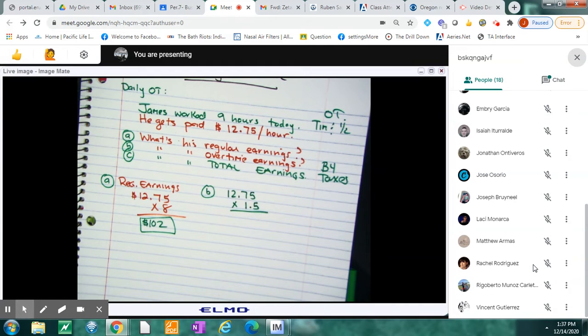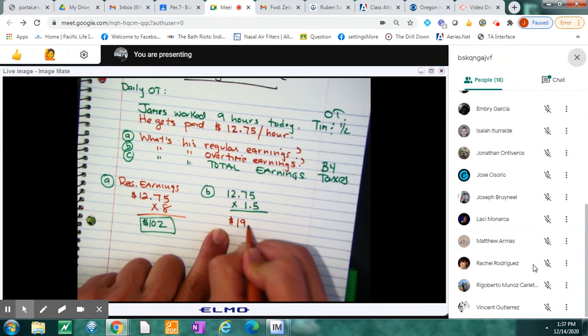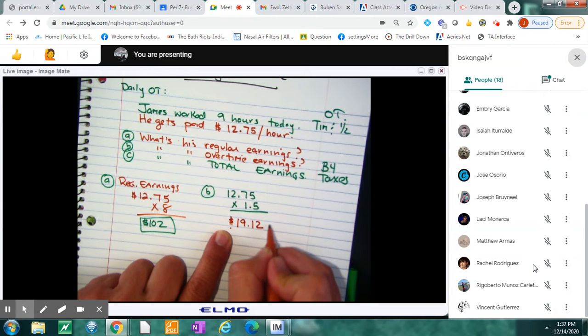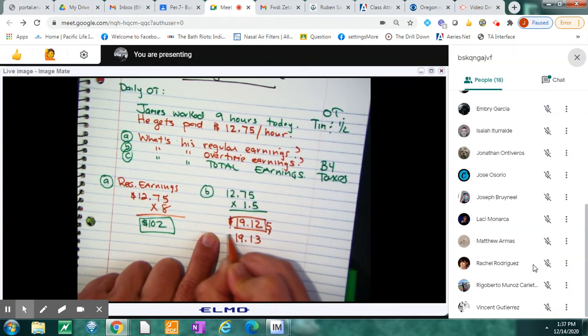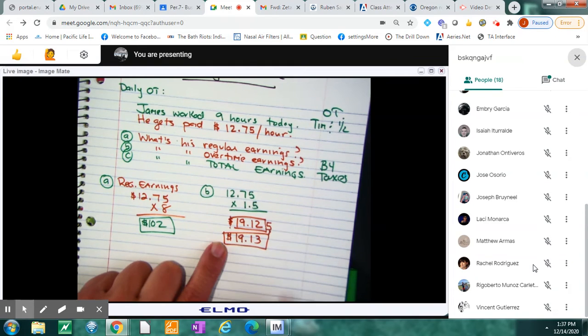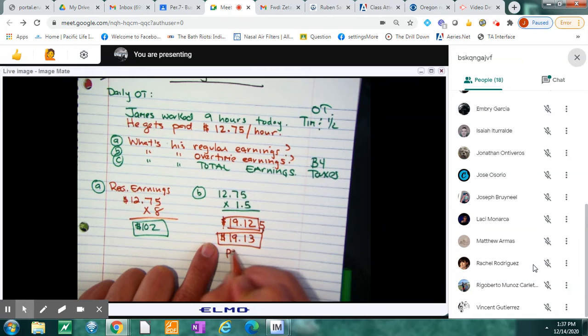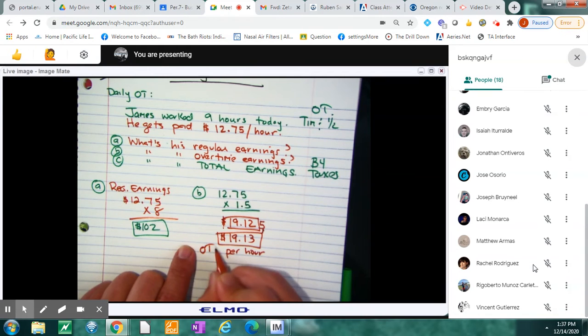What you're doing right now is calculating how much overtime is being paid per hour, that's it. Some of you did this but thought that's how much they were going to get paid. No, you're calculating how much it is for every hour. So it's time and a half, times 1.5. So you're making $19.12, but there's a 5, so it's going to go to $19.13. See that? That's your OT per hour.